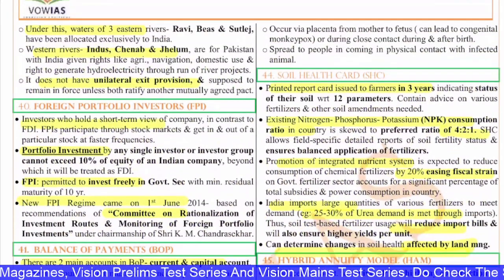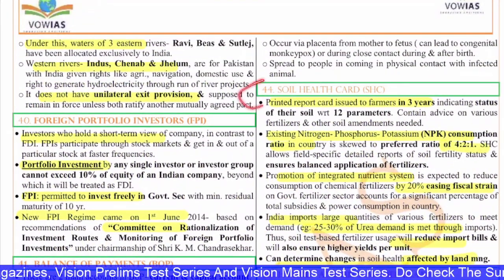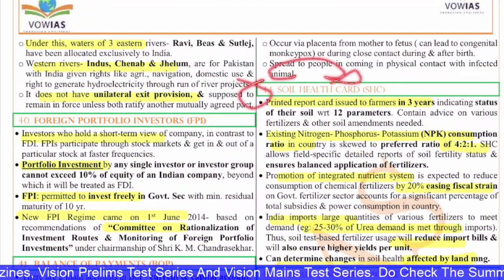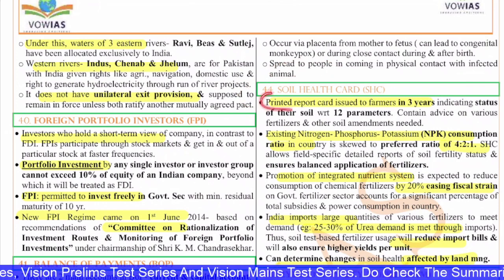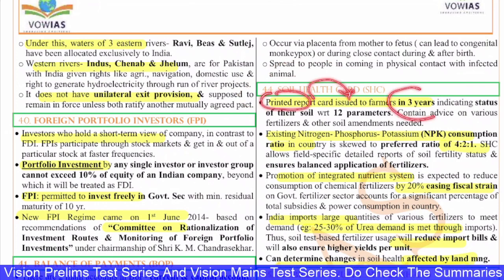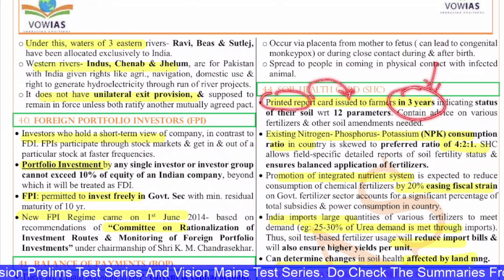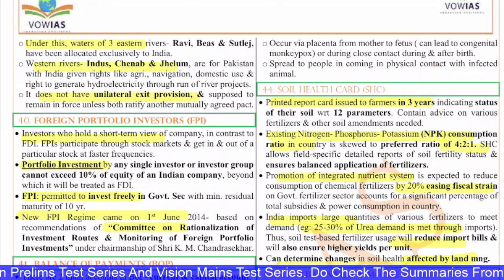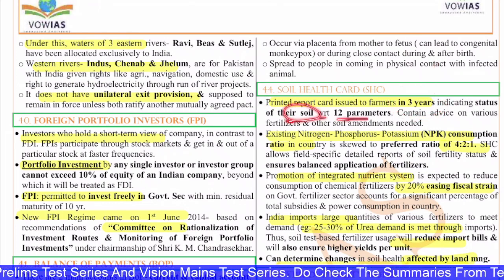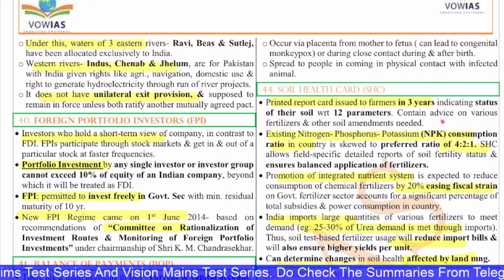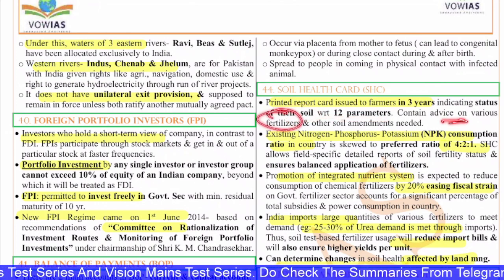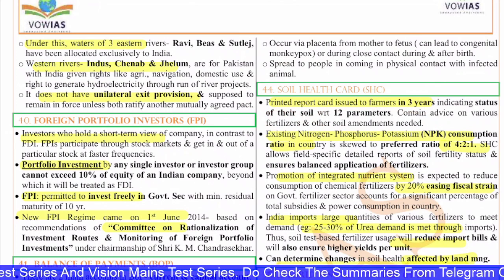Next, the 44th question is on the soil health card. Soil health card is a printed report card issued to the farmer once in 3 years. Remember this. Soil health card is not issued every year, it is once in 3 years, and it indicates the status of the soil with respect to 12 parameters. It contains the advice on various fertilizers and other soil amendments needed.